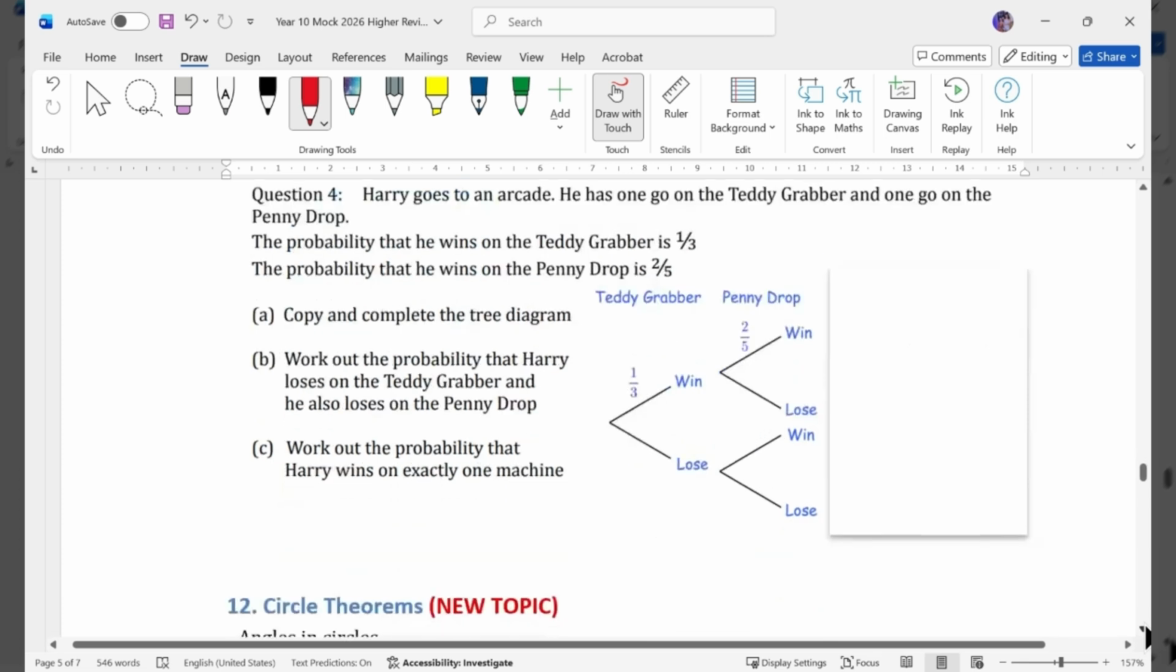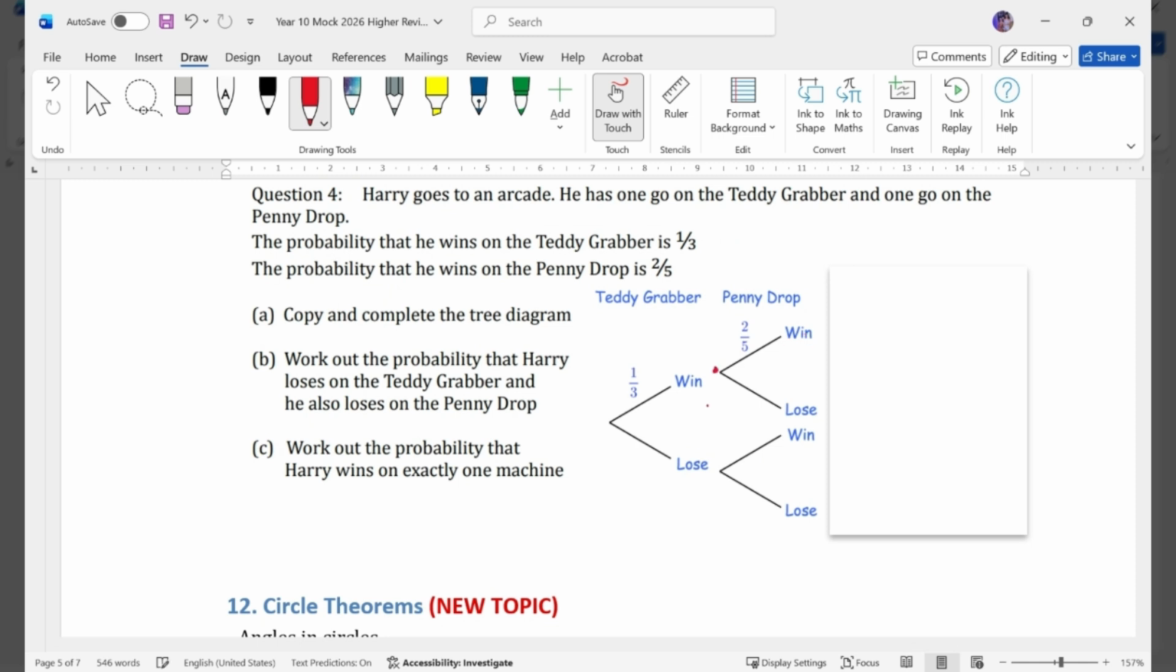Well, first of all, filling in a probability tree. There are 2 events: a teddy grabber and a penny drop. On the teddy grabber, we can win or lose, and on the penny drop, we can win or lose. But we've done the penny drop twice because we've branched it starting at win and starting at lose to show the 4 things that can happen.